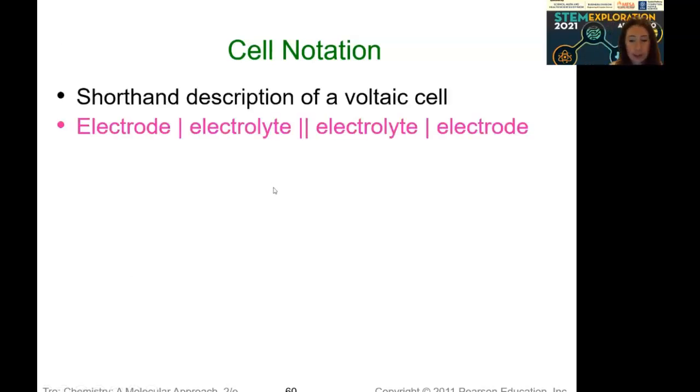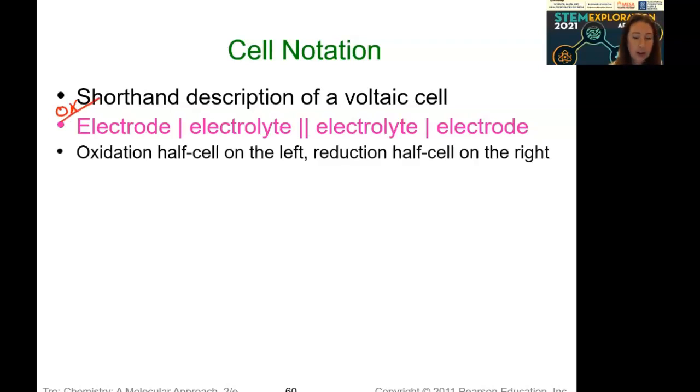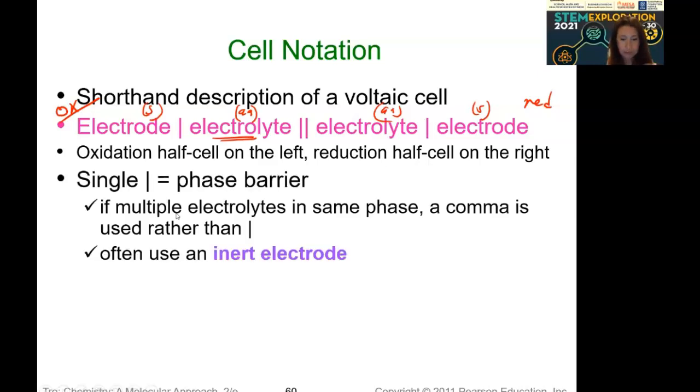And again, we use it for our voltaic cells. The electrode, that's going to be our solid. And remember, our oxidation's always going to be written on this side, and our reduction's always on this side. So this is the electrolyte. This is the one that's the aqueous, and this is the one that's the solid. And again, oxidation's always going to be on the left, reduction's always on the right.